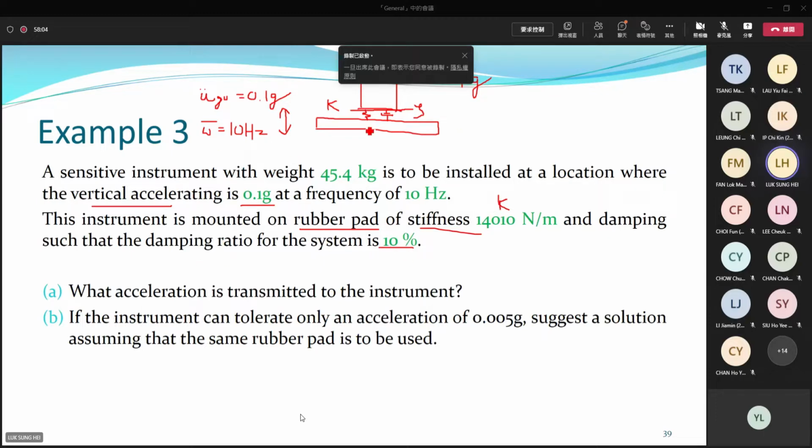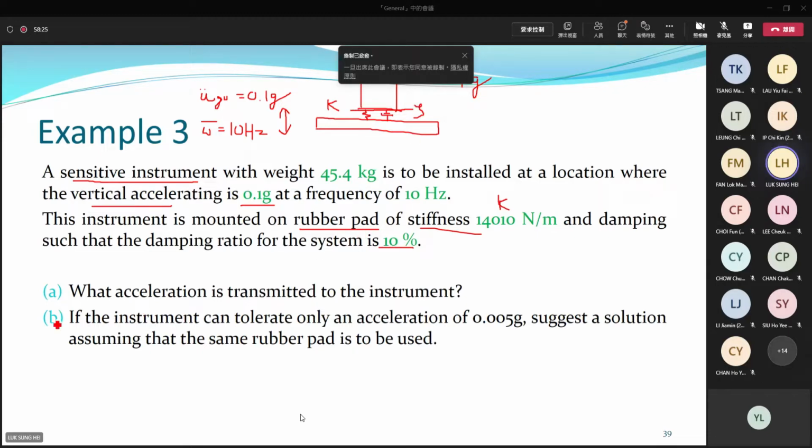So when this ground oscillates up and down, the vibration will transmit to this sensitive instrument through the spring, through the damper. The spring and damper will amplify or reduce the ground vibration. Make it bigger, make it smaller. Depends on how you set up the parameters here.